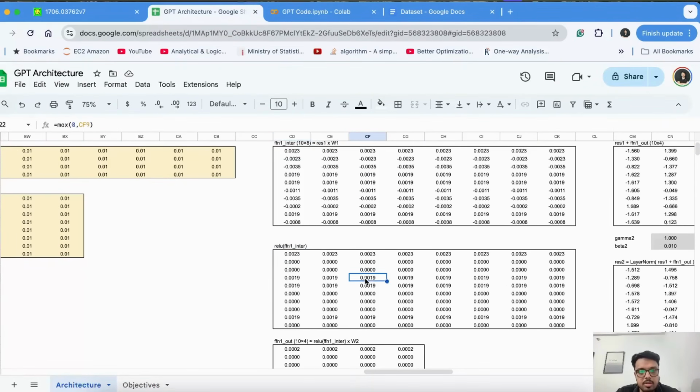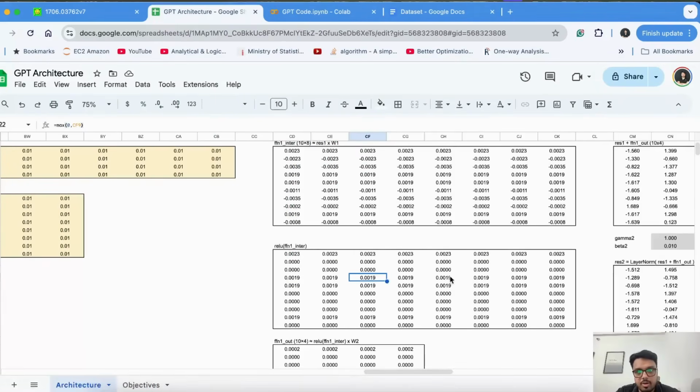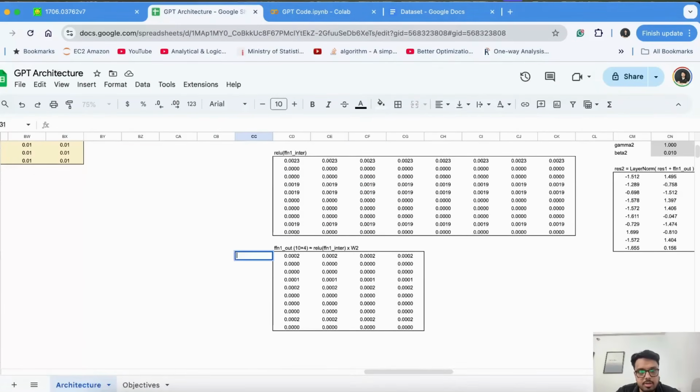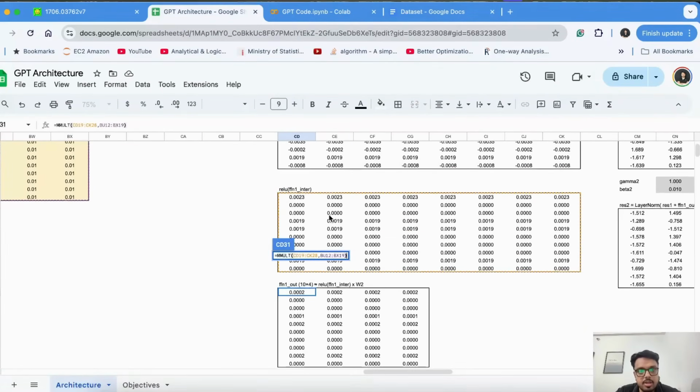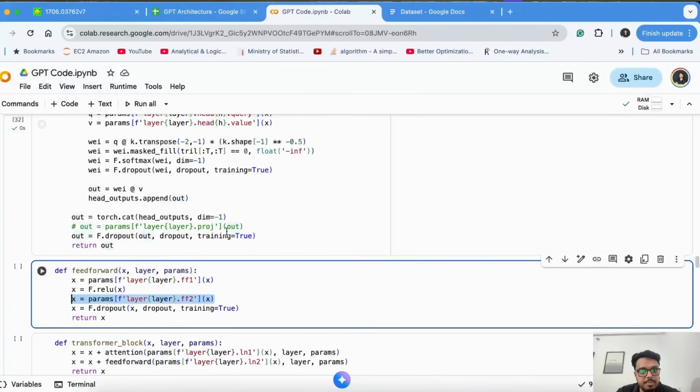So this is the second step, and the third step is condensing the elongated matrix back to its original form, which is this particular operation, this one. So this is multiplied by the second weight matrix. And then again dropout to avoid overfitting.